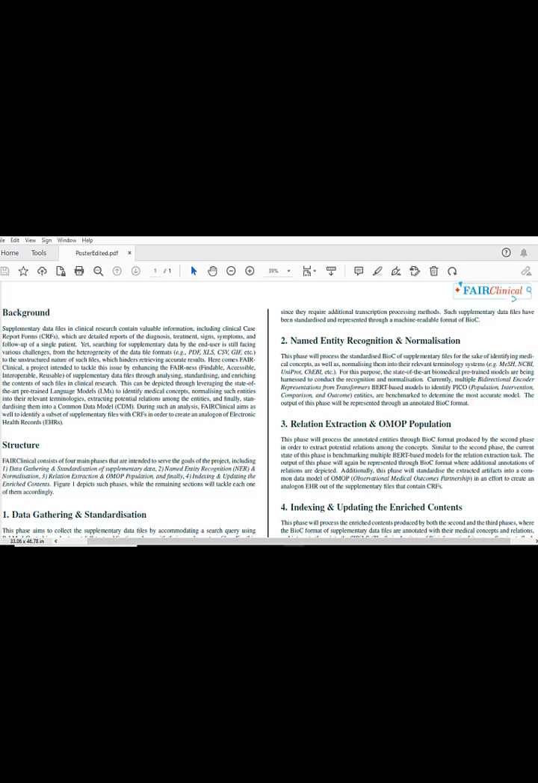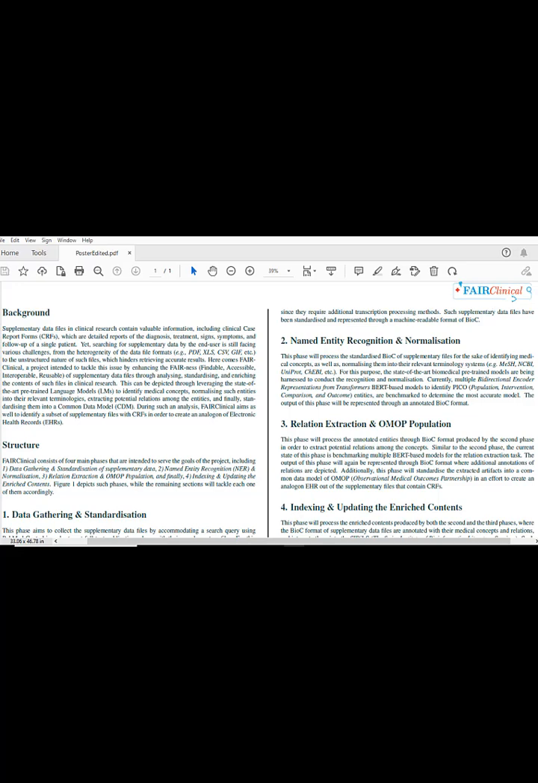And as soon as the results are achieved, this phase is also intended to standardize the enriched contents of the biomedical entities and the relations within a common data model, the OMOP format, in order to create the synthetic analogon of the electronic health record.